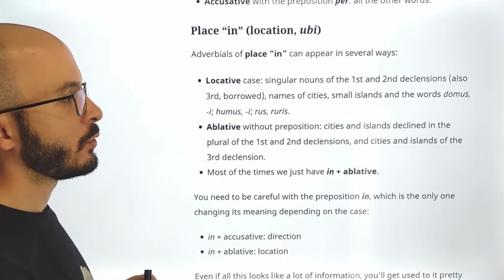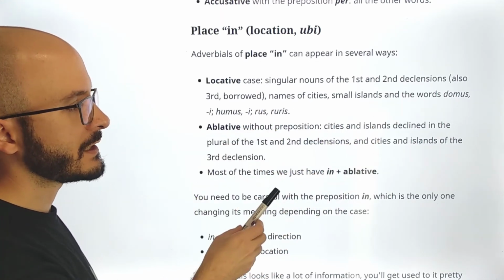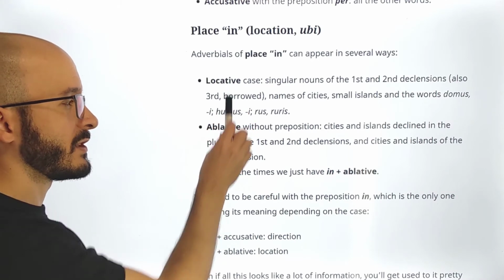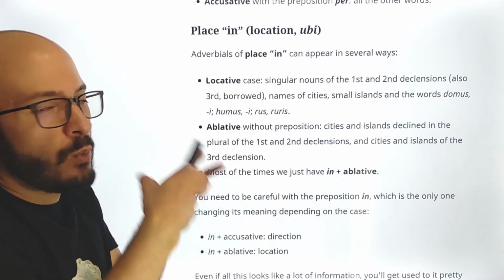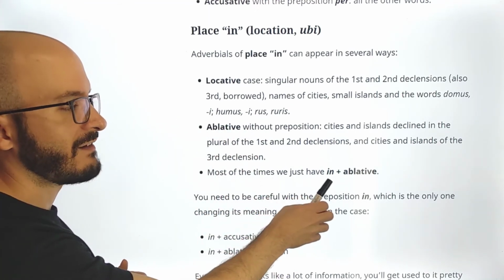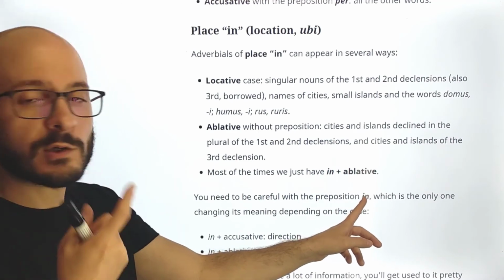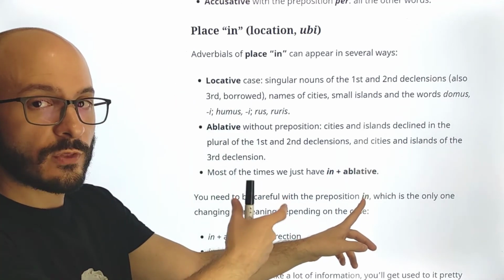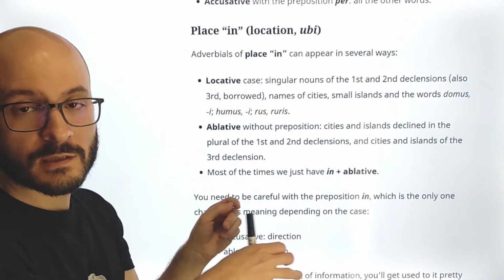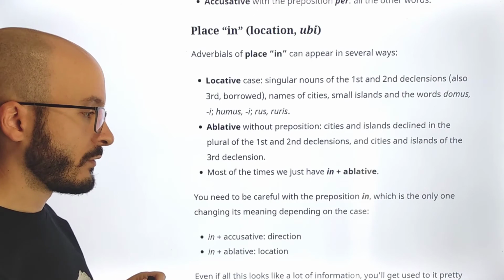Then we have the ablative without preposition, which is used by cities and islands declined in the plural of the first and second declensions, and cities and islands of the third declension. So again, you don't really have to worry so much about this and this. Actually, the one which is used 99% of the times is this. Most of the times we just have in plus ablative. You need to be careful with the preposition in, because if you remember, in is also used in plus accusative for the direction, for the place to. So in plus accusative is direction, in plus ablative is location. So you have to be very careful with that.